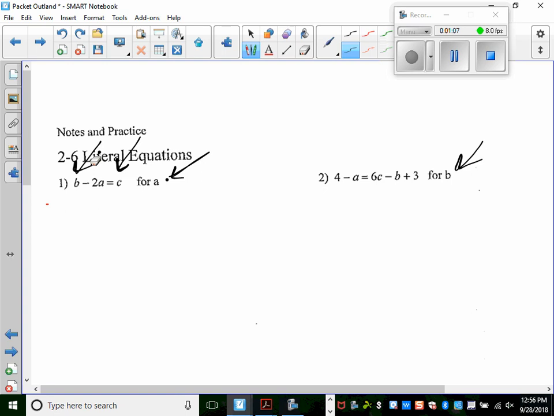Okay, so I'm going to get rid of that B, and that B is just like a positive B. So pretend like it was a positive 2. If I say, how do you get the positive 2 to the other side, you would say subtract 2. So same thing here, I'm going to subtract B, because I'm trying to isolate A.